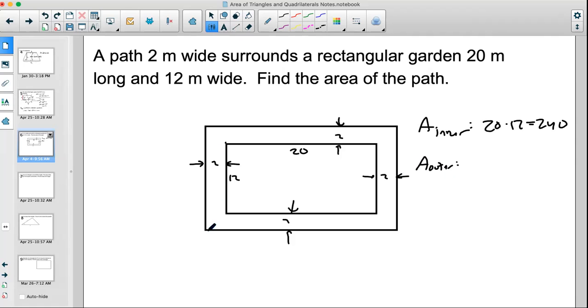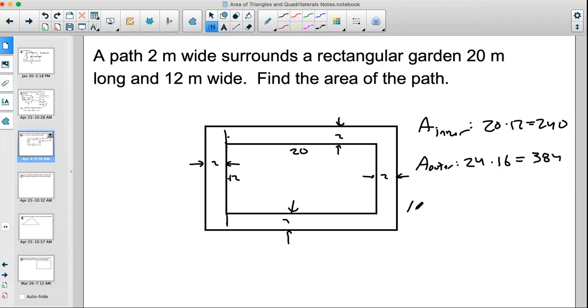I need the base, which is this whole distance here. I know that from here to here is 20. Then each one of these is 2. So it's 2 plus 20 plus 2, so the base is 24. And then the height, well, I know this height is 12. Each of these little distances here, this and this, are each 2. So it's 2 plus 12 plus 2, which is 16. And 24 times 16, of course, is 384.